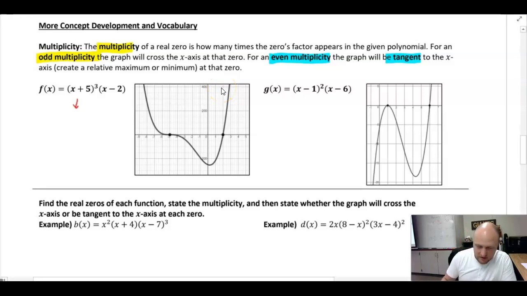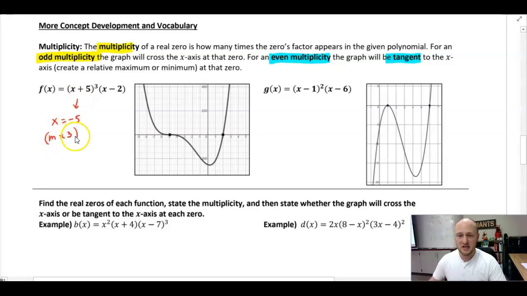Example number 1, here I have f of x equals (x plus 5) to the power of 3 times (x minus 2). Here, the x plus 5 factor gives us a zero of negative 5, and its multiplicity is 3 times. That's how I'm going to indicate multiplicity. So I want you to see the zero here at negative 5. And then we also have a zero here at 2, and this multiplicity is 1 time, and that appears right here.